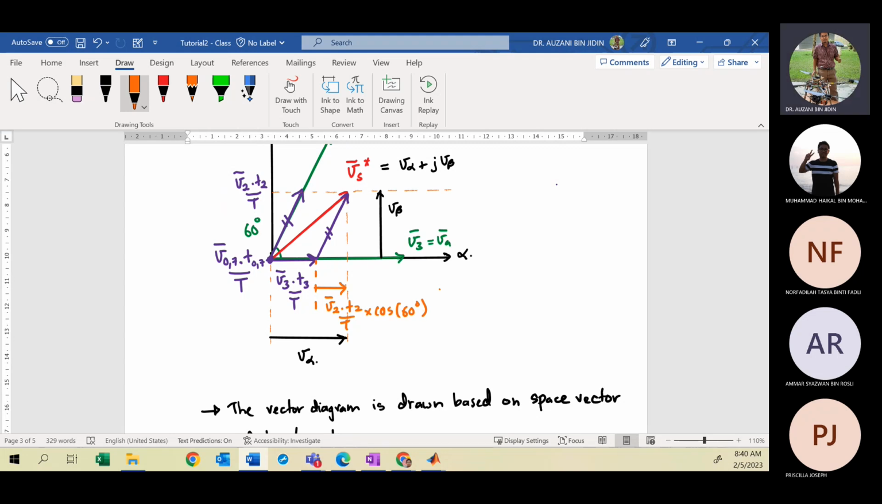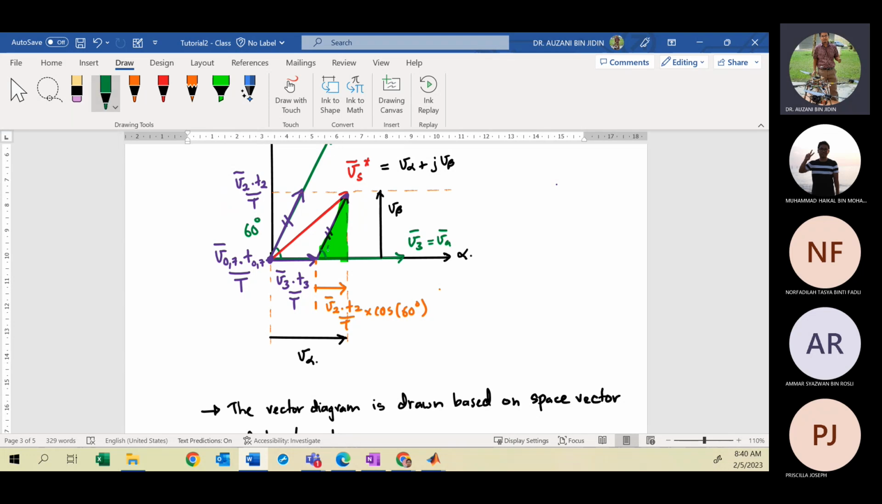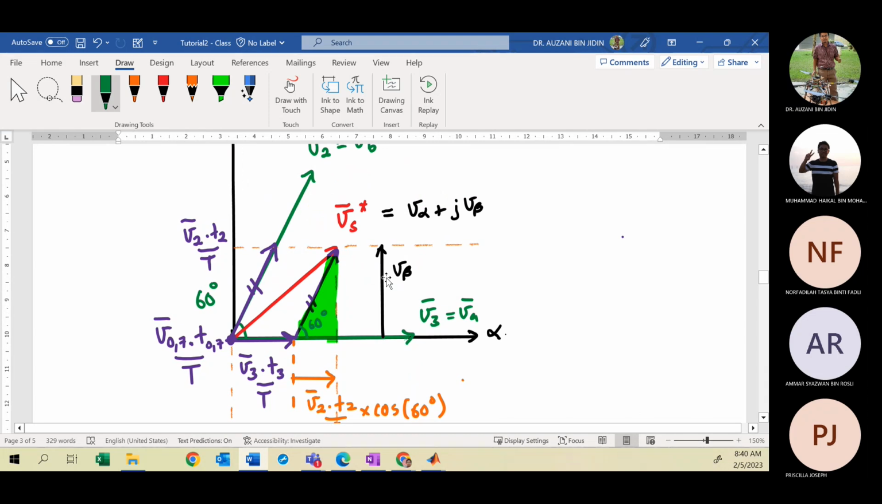So actually, in order to obtain the component of vector, the orange color, you need to apply trigonometry function. Focus on this triangle. I need this triangle. Where this angle, remember, this angle is the green color here. So this angle is 60 degrees. So maybe I need to zoom in. Clear?